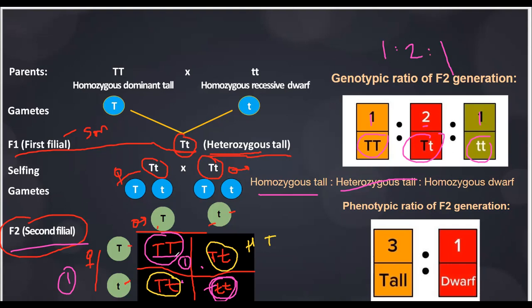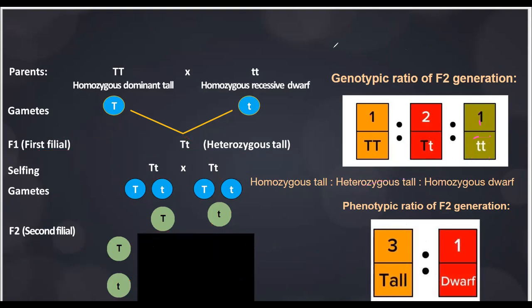And phenotypic ratio, out of the 4 plants, these 3 are tall irrespective of whether they are homo or hetero. The phenotype will be tall for this and this and this. So 3 tall plants and 1 dwarf plant. So phenotypic ratio, you will write it as 3 is to 1. Clear?